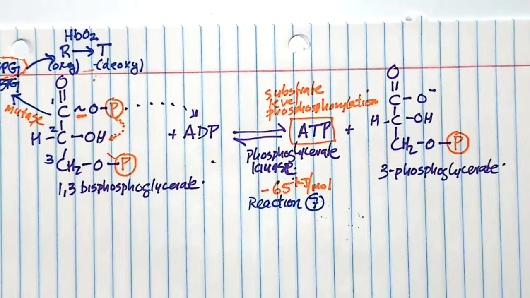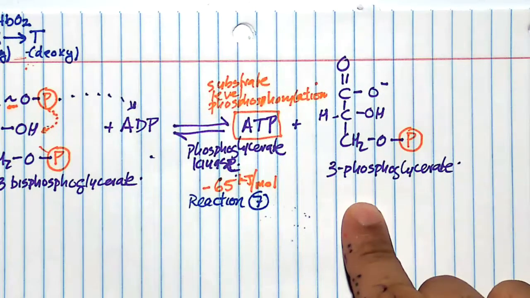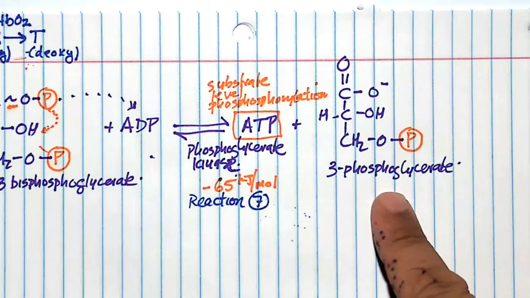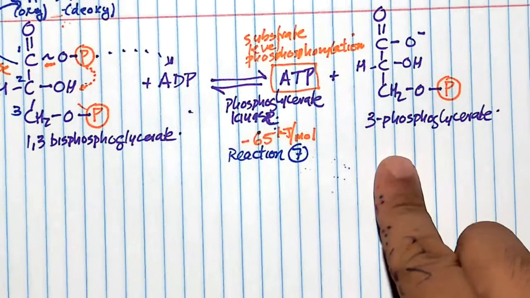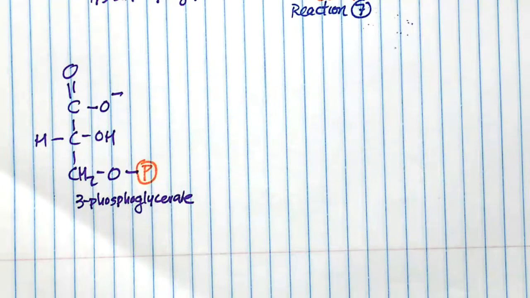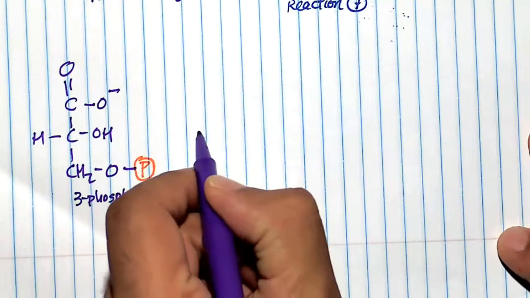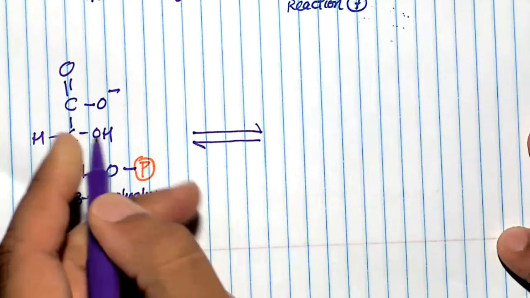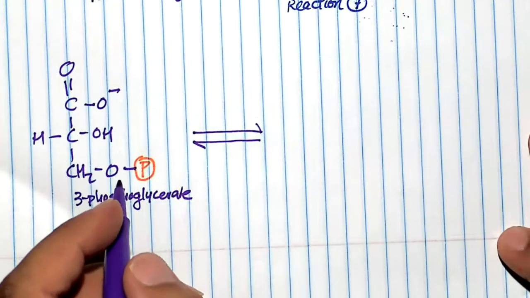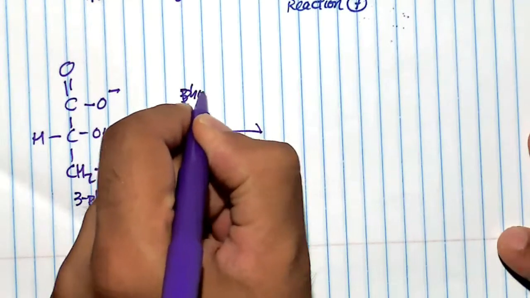So let's go now to reaction 8 of glycolysis. Reaction 8 takes that 3-phosphoglycerate and isomerizes it, or actually it's a mutase, converting it to 2-phosphoglycerate. So here's 3-phosphoglycerate from before. Let's draw that again. 3-phosphoglycerate gets converted to 2-phosphoglycerate, and the enzyme that does that is a mutase. So again, like before, we have a back and forth. The enzyme that does this is phosphoglycerate mutase.